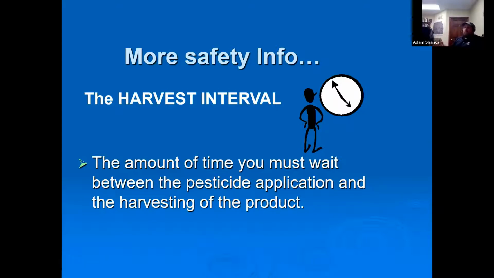If you've got something you need to harvest in the next 30 days and the harvest interval is 45 days, then you should probably look at a different product.